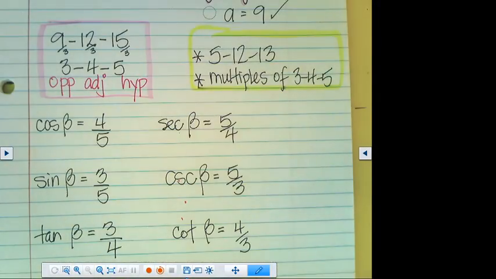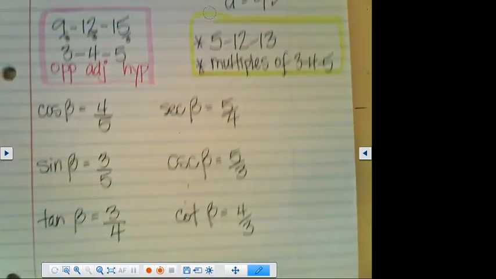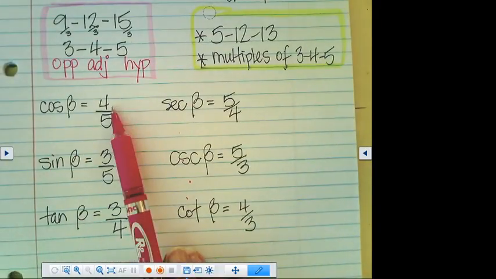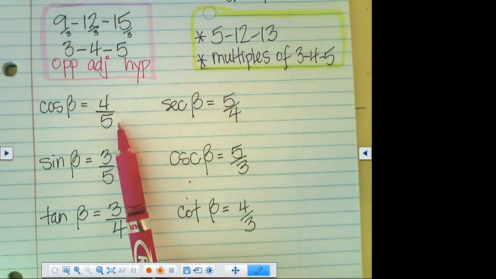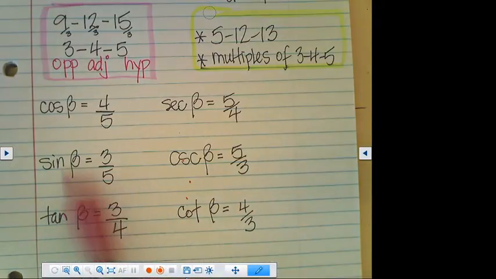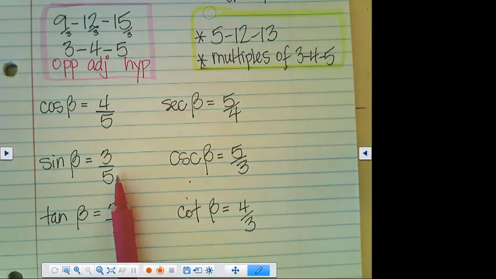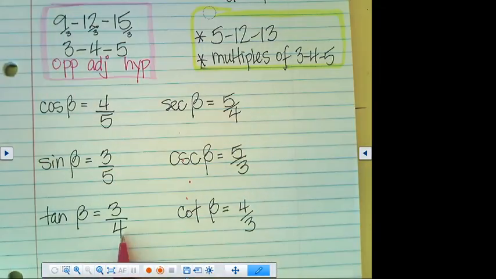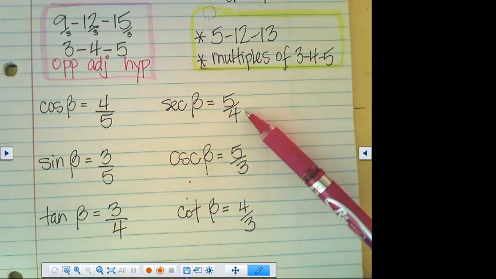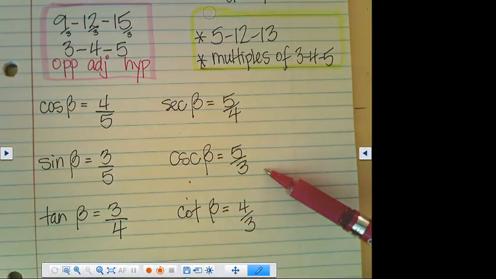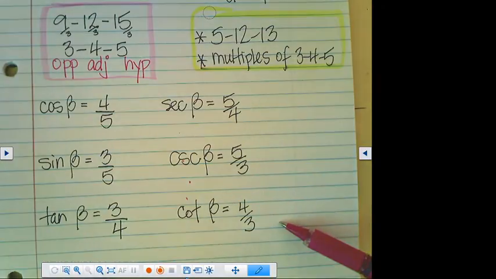All right, here we go. Let's check those answers. Did you get your cosine value as 4/5? Adjacent over hypotenuse? Did you get your sine value as 3/5? Because 3 was the opposite side. Is your tangent value 3/4? And your secant is simply the reciprocal, 5/4. Cosecant, 5/3. Cotangent is 4/3.